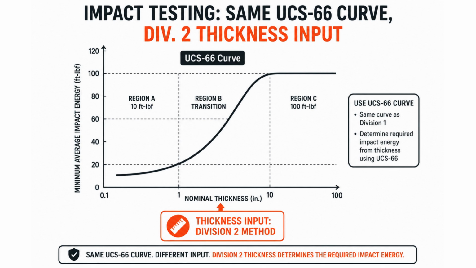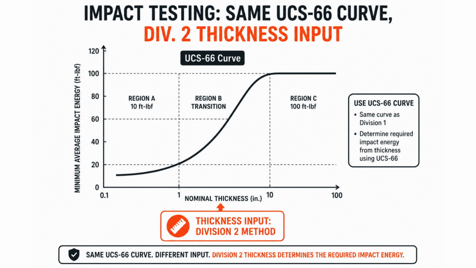Impact testing works almost the same way. Division 1's UCS-66 exemption curves from Episode 3 still apply, with one specific twist. The governing thickness you plug into that curve gets calculated using Division 2's method, not Division 1's, when the component itself was sized under Division 2. Same curve, same exemption logic, different thickness input. It's a small detail, but get it backwards and your impact test exemption call is wrong before you've even looked at the material.